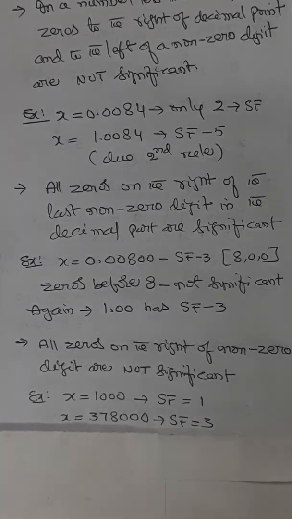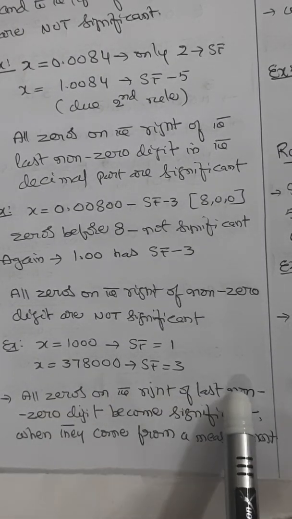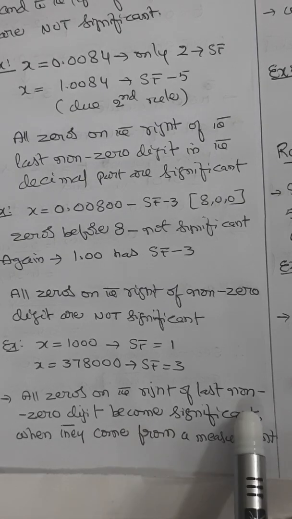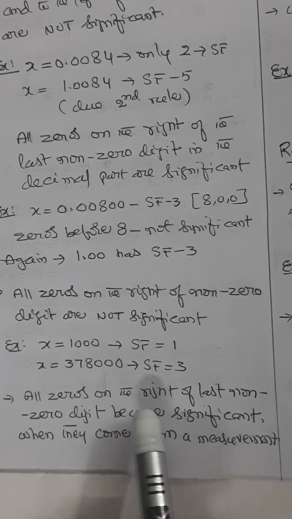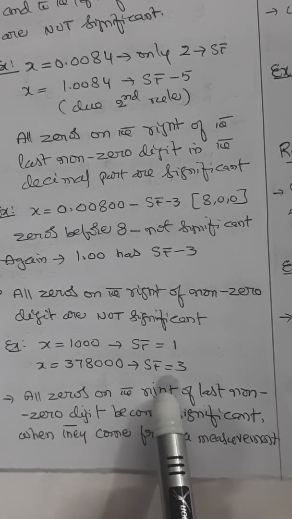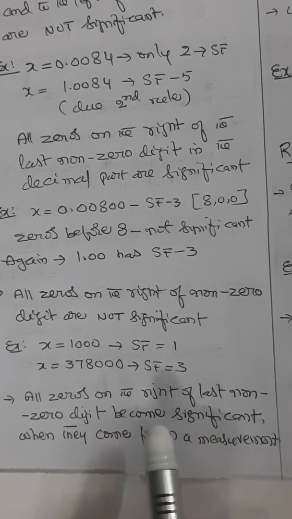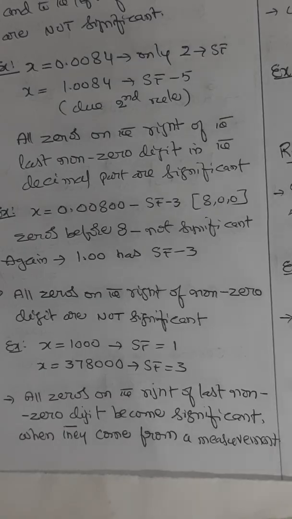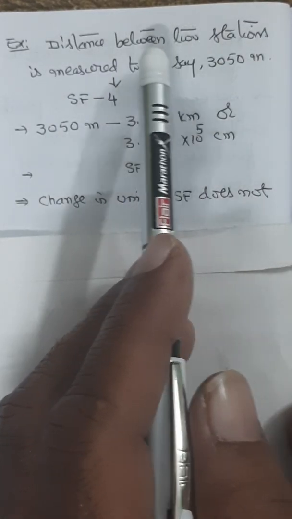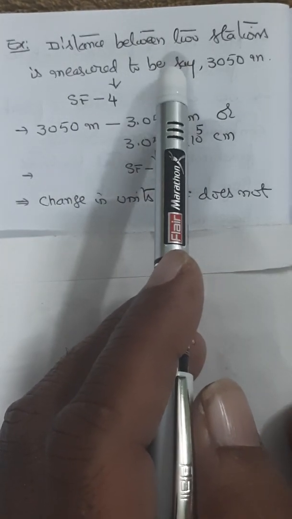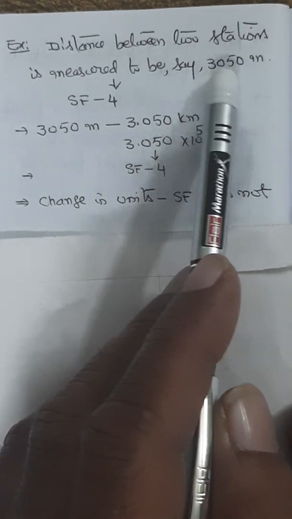Let us look at the 6th rule. It says all zeros on the right of the last non-zero digit become significant when they come from a measurement. For instance, let us suppose the distance between two stations is measured as, say, 3050 meters. Now it has 4 significant figures.